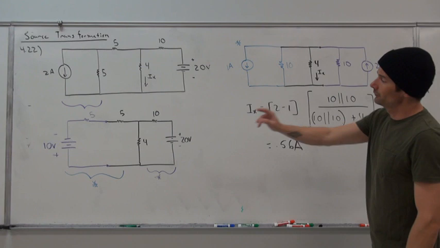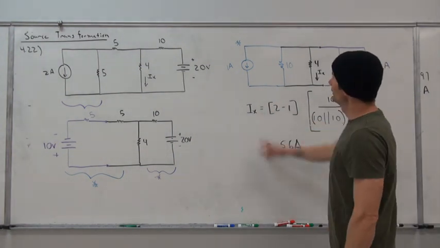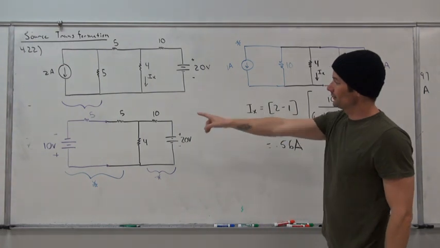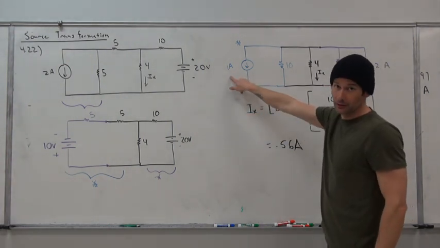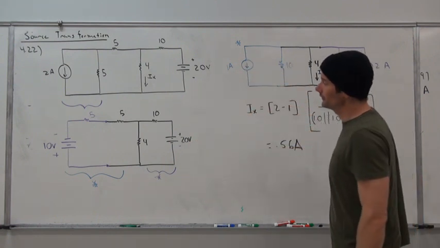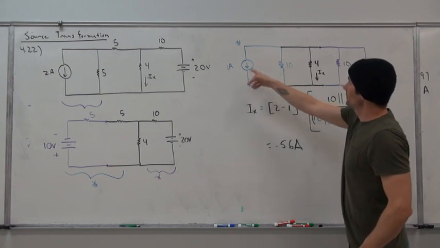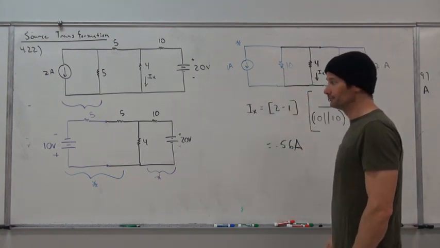So we take the 10 volt source. Now because the positive terminal is down, we would have to ensure that 10 volts divided by 5 plus 5 gives us 1 amp. That current source is pointing down because the positive terminal of the voltage source is pointing down. Then we put that current source in parallel with the 10 ohm resistor.